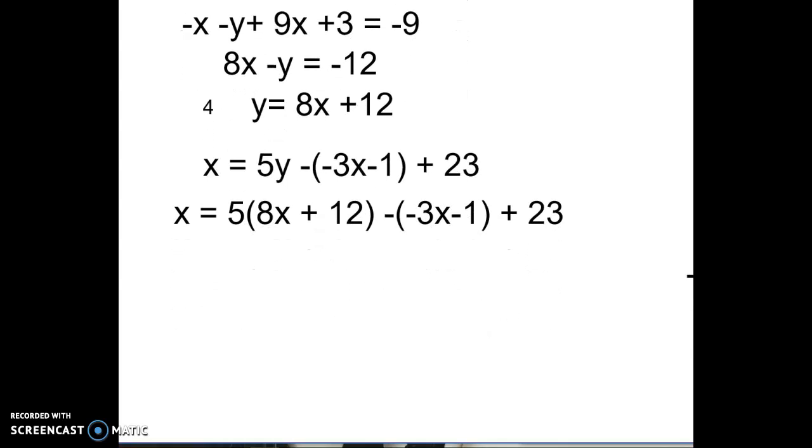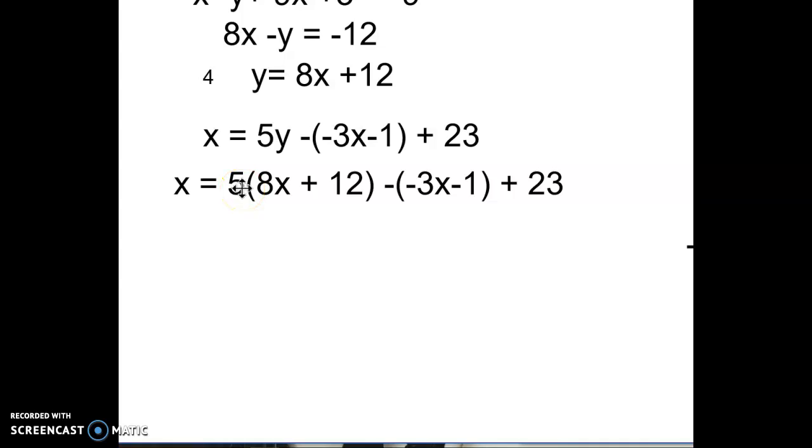At this point, we're going to simplify. When we combine our like terms, we end up with 40x plus 60 plus 3x plus 1 equal to 23. If you add the 40x and the 3x, you end up with 42x. If you take the 60, the 1, and the 23 and combine them, you end up with negative 84, and you subtract it to be on the opposite side of the x. When we divide, x ends up equaling negative 2.